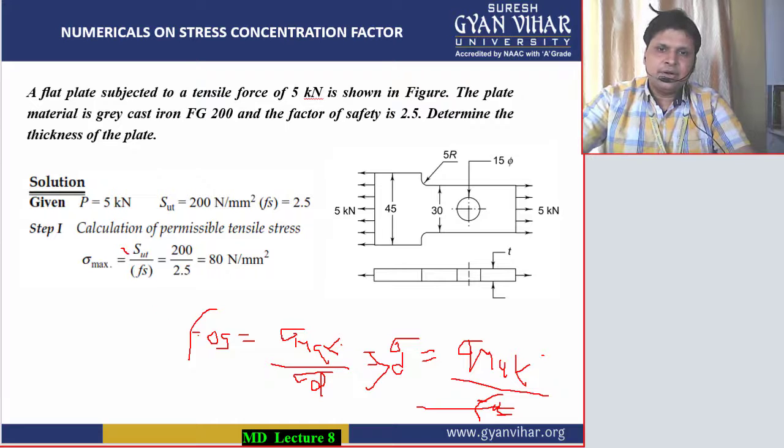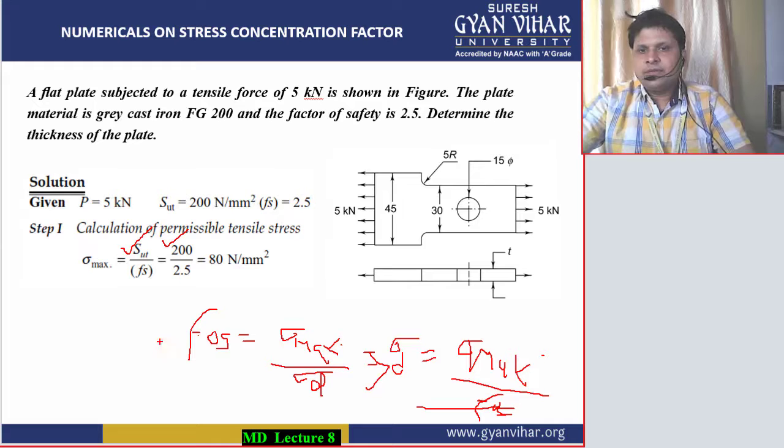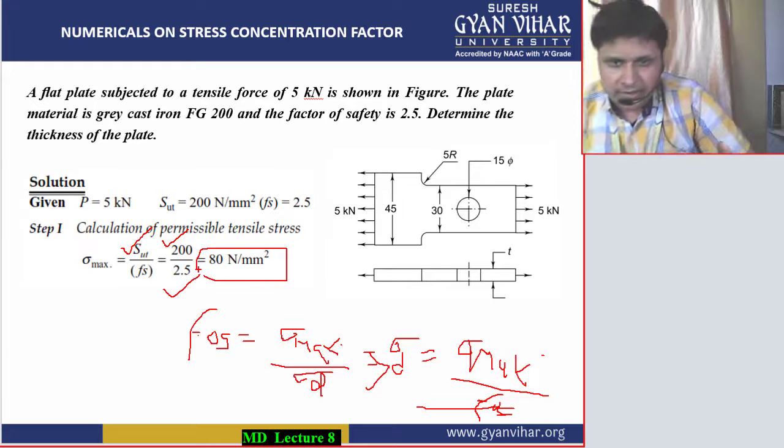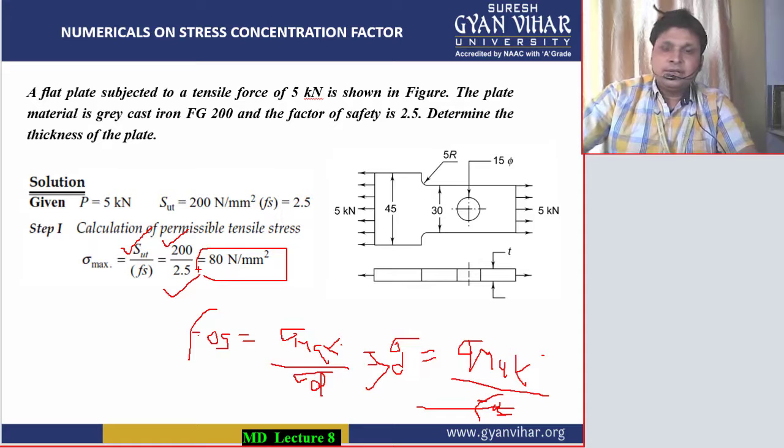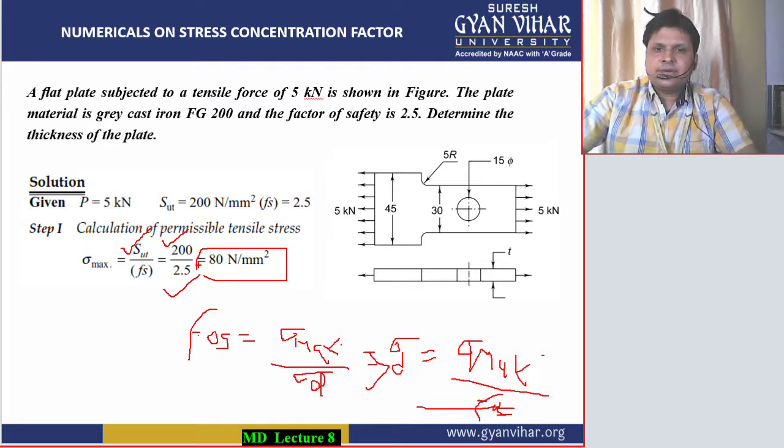So here we are doing the same thing. Ultimate tensile strength is given to you as 200 and the factor of safety is given as 2.5. Then divide these two values and you will get 80 Newton per mm square as the maximum stress. This was our first step, calculation of the permissible value of tensile strength.